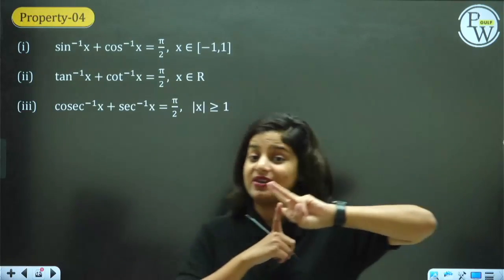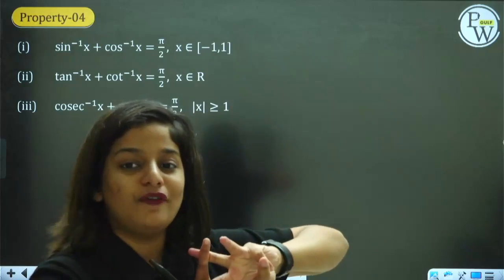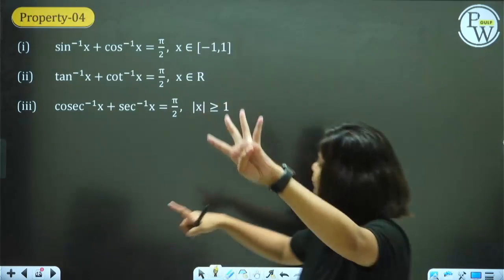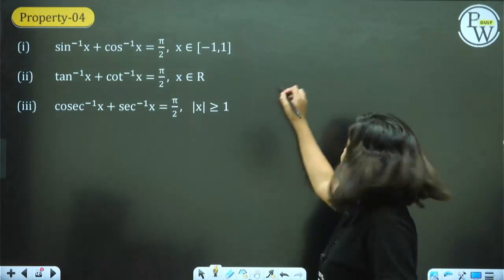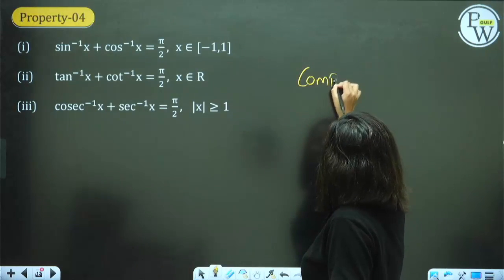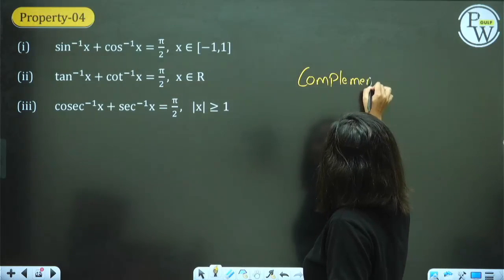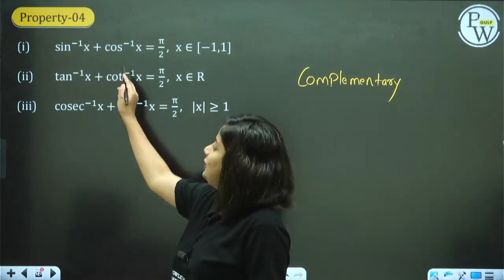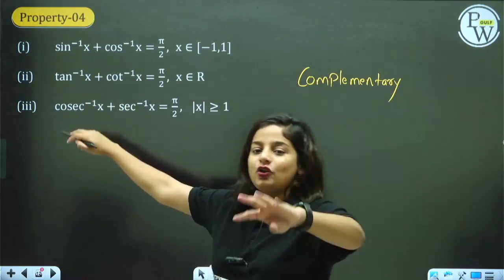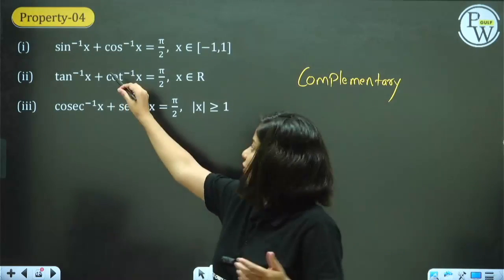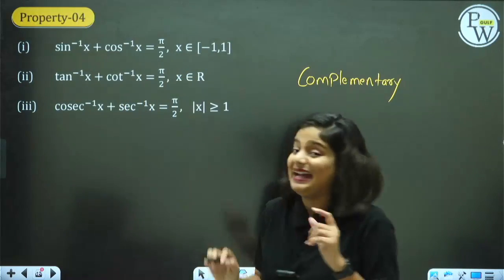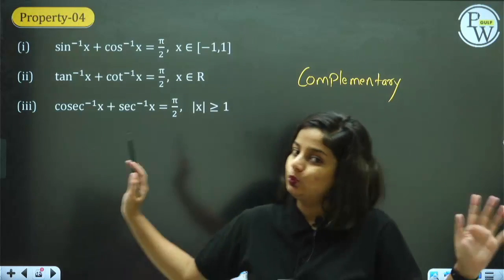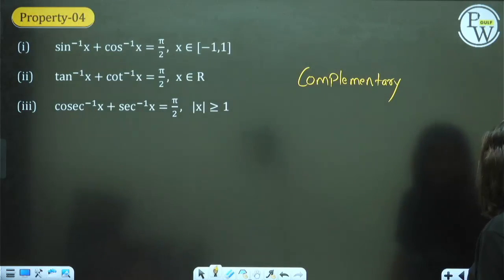3 properties done. First property was reciprocal. Second was your family 1. Third was family 2. Fourth property is complementary. Now what do you mean by complementary property? Sine and cos are complementaries of each other. Tan and cot, sec and cosec are complementary. So when you add the complementaries, the answer should be 90 degrees, pi by 2. That's it. Fourth property done.